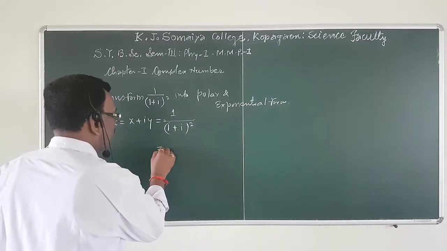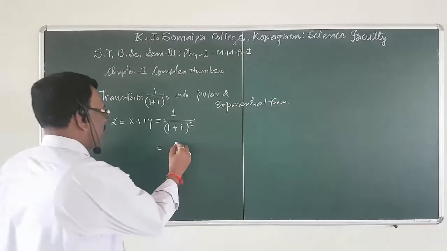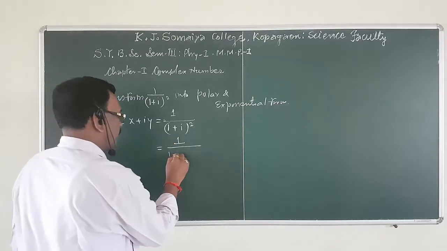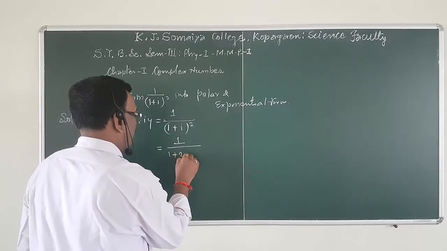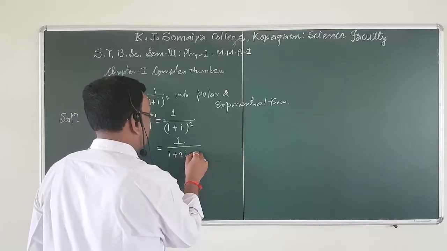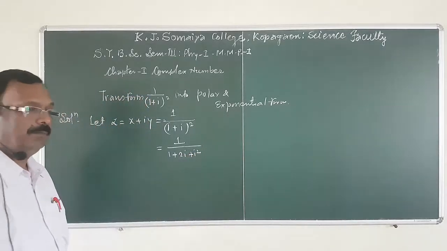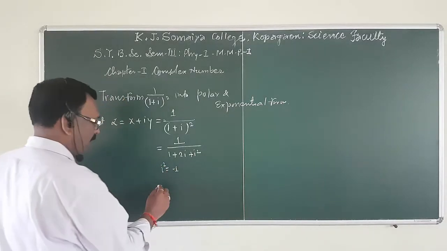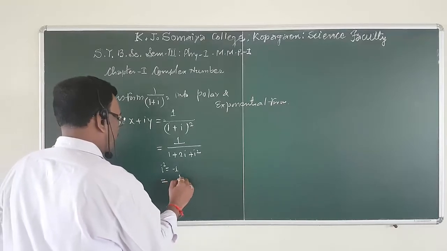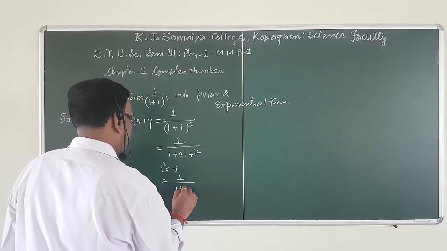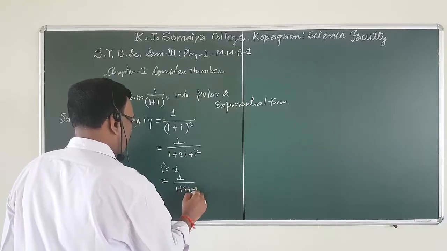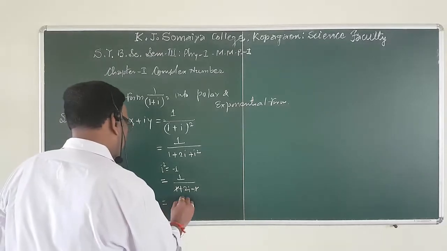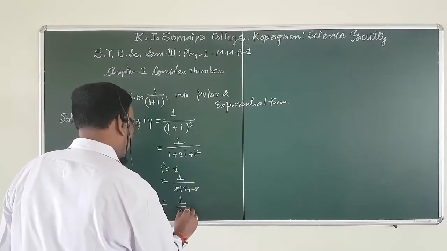Now simplify the RHS of this equation first. We have 1 upon 1 plus 2i plus i square. But we know that the value of i square is equal to minus 1. Therefore, we have 1 upon 1 plus 2i minus 1. Plus 1 and minus 1 get cancelled with each other. Now, we have 1 upon 2i.